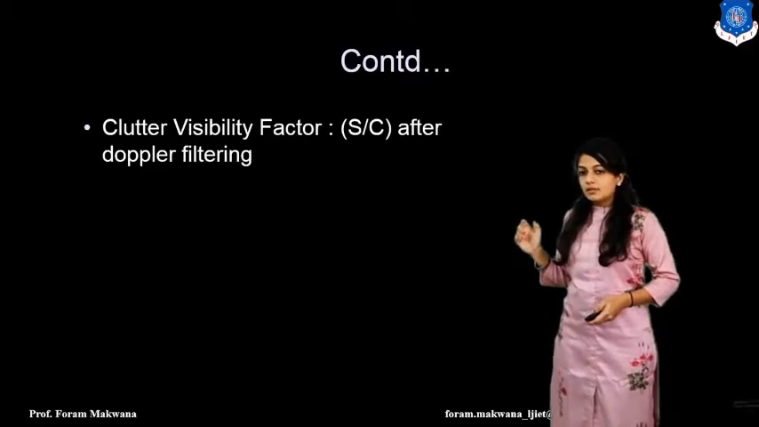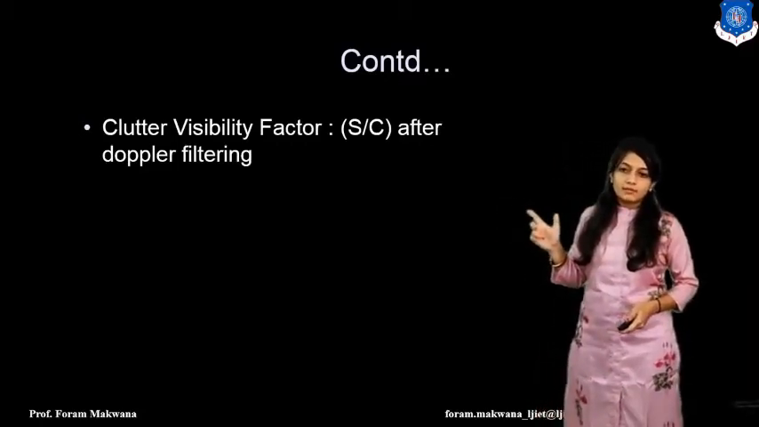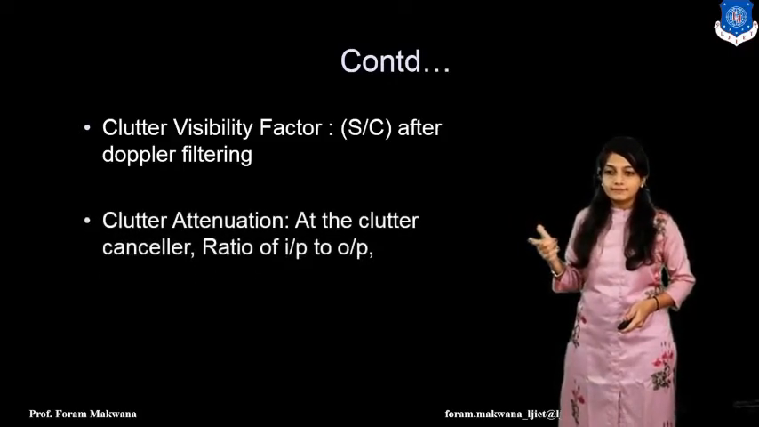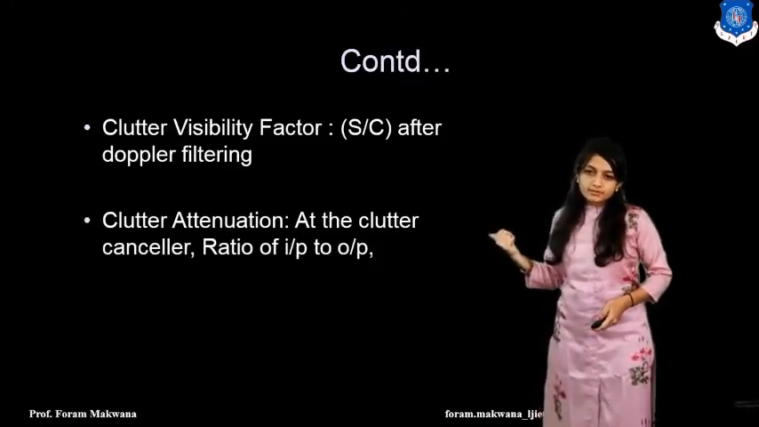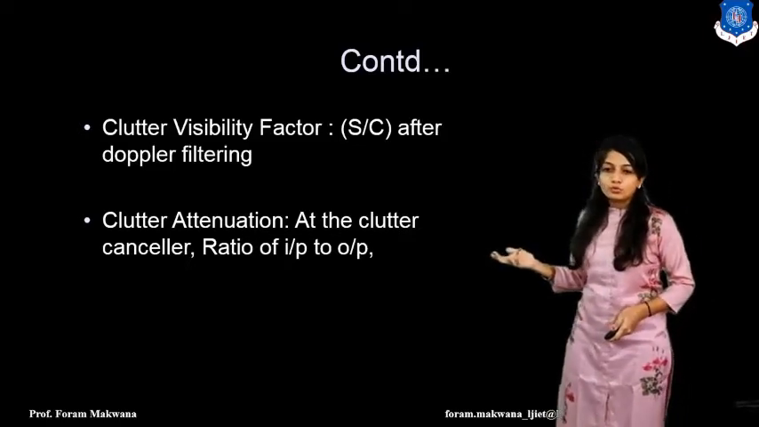Okay? And what is clutter visibility factor? It can be a signal to clutter ratio after a Doppler filtering. Clutter attenuation will be present at the clutter canceller. That means it is a ratio of input to output.